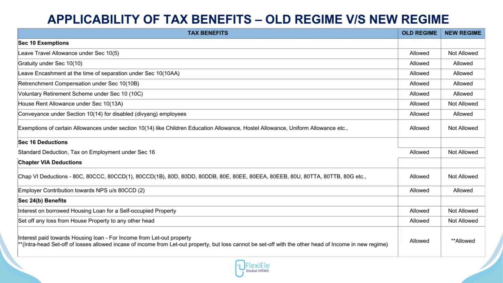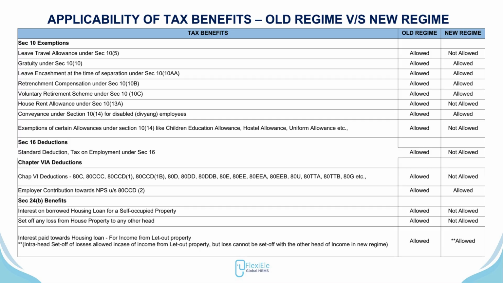You get lower tax rates, but most of the Section 10 exemptions are gone. You can still claim benefits like gratuity, leave encashment, retrenchment compensation, and voluntary retirement under both regimes. But perks like house rent allowance and educational and hostel allowances, uniform allowances, are only allowed in the old regime. According to Section 16 deductions, professional tax relief is only available under the old regime. The new tax regime says nope, except for the standard deduction.